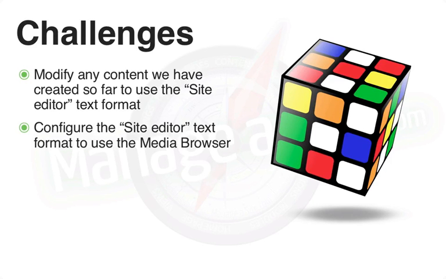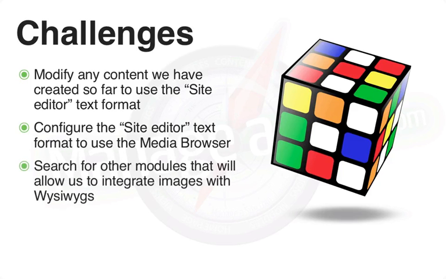Next, try to configure the site editor text format to use the media browser. This is what we're about to do in the next chapter, but you can take some steps ahead and see if you can do this based on what you know already. And finally, try to find some other modules that will also allow us to integrate images in with the WYSIWYG. There are a few out there, and in the next chapter we'll explore one that fits the bill a little bit more with what we're looking for.